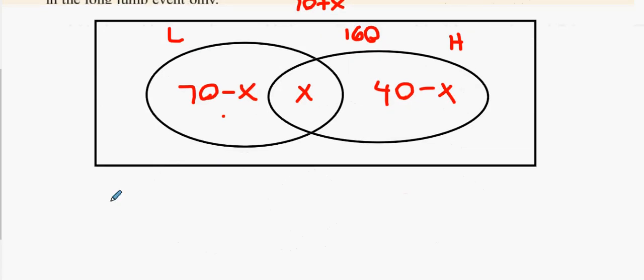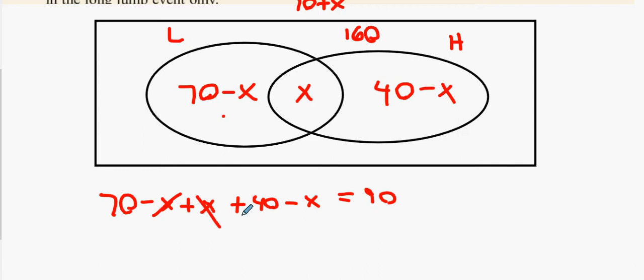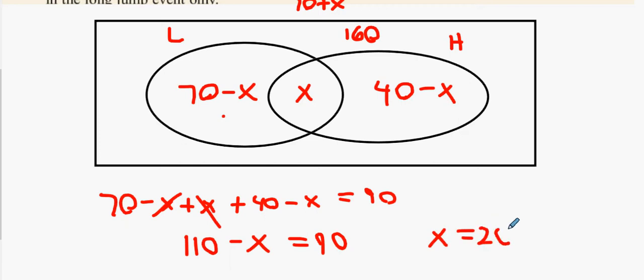Let's find out. 70 minus X plus X plus 40 take away X. What does all that have to equal? 90. What cancels? 2 of them cancel. What's left over? 70 plus 40, 110 take away X equals 90. What's X? 20. Let's fill this back in. If this is 20, what does it make this one?